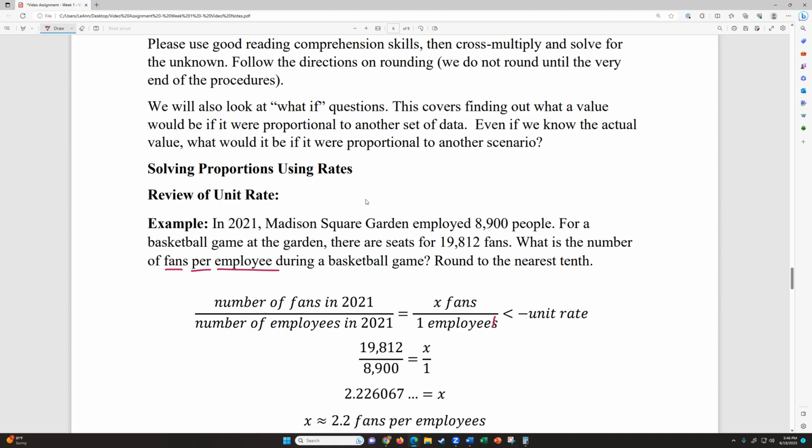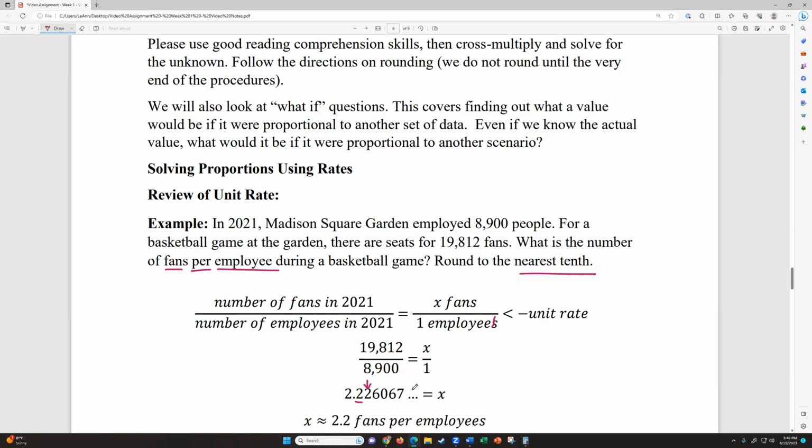So if we cross multiply on this and solve, so 19,812 times 1, and then we'll end up dividing by that 8,900, you'll see that it gives me this and it keeps going forever. So if we round that to the nearest tenth, that's one place after the decimal, and we look at the digit behind it, it's 4 or less, so it's not going to bump that up. So it's about 2.2 fans per a single employee.